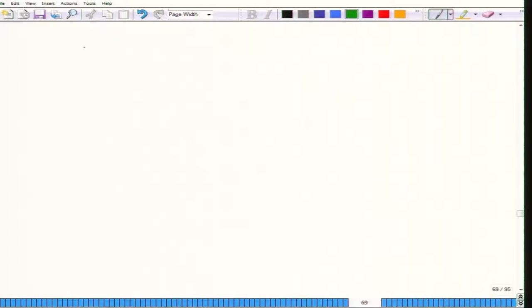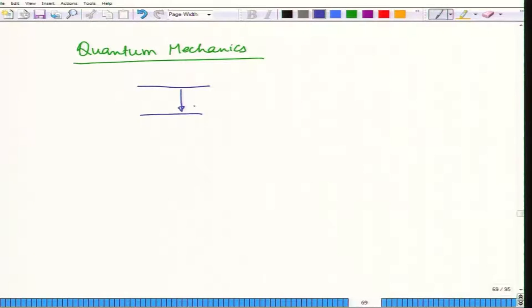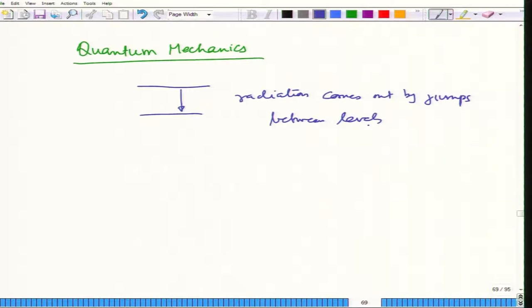So, let us now write quantum mechanically: radiation does not come out because a particle is oscillating with frequency nu, rather it comes out by jumps. Radiation comes out by jumps between levels, whereas classically it is because of the acceleration.